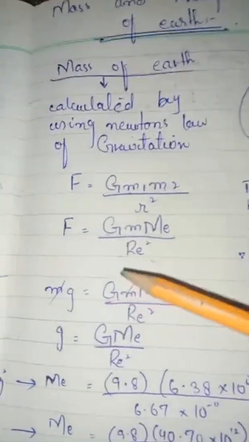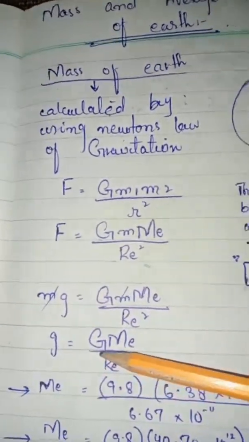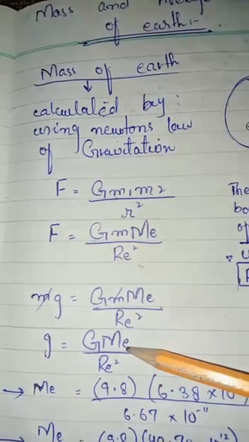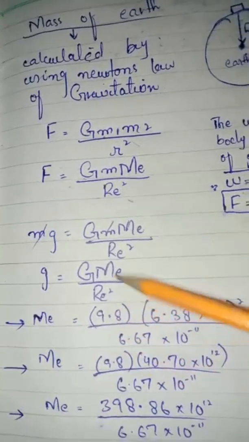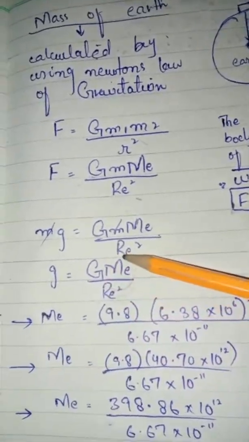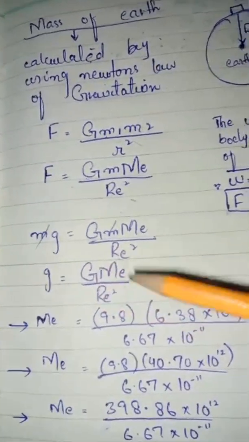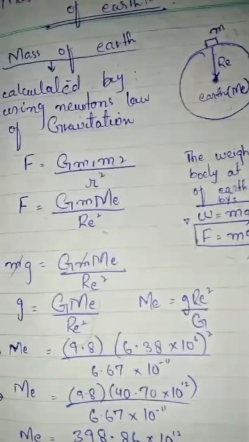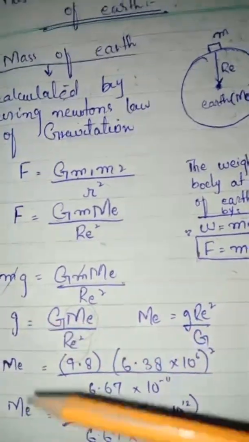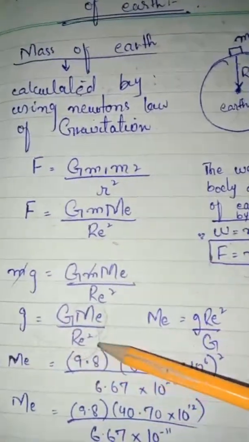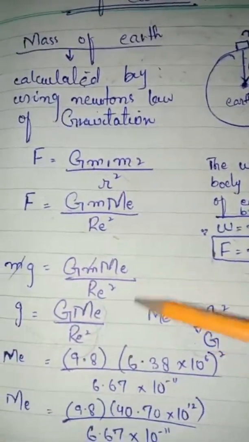So these two masses are the same, we can cancel both masses, so the remaining is g, and that is equal to G, the gravitation constant, times mass of Earth upon radius square. Actually we have to calculate the mass of Earth, so these values will be moving to that side, so we can easily calculate the mass of Earth. Here g is multiplying, so it will go and divide, and here radius is dividing, so it will go and multiply. So this will be actually the formula of mass of Earth.